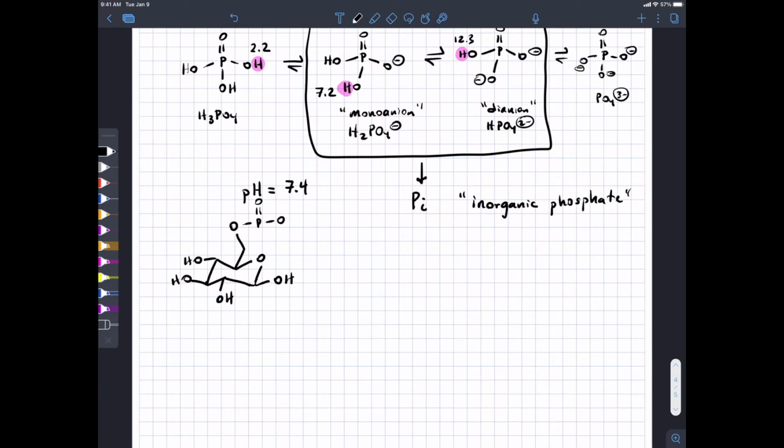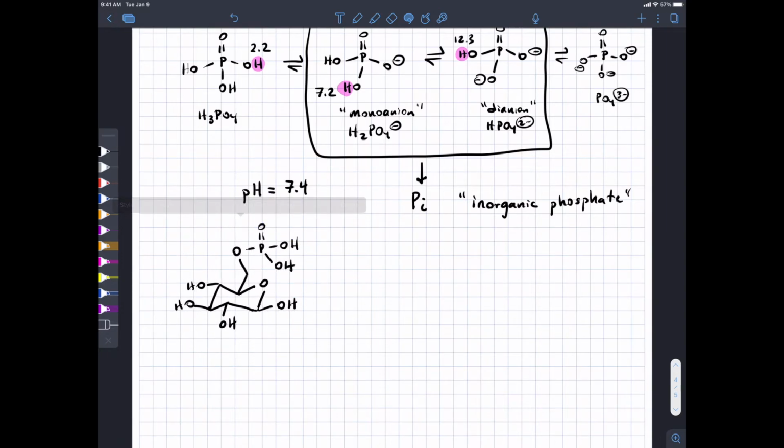Glucose 6-phosphate, we can draw in this form, but that's not its physiologically relevant form. This functional group is called a phosphoester because we've replaced one of the OH groups of phosphoric acid with an alcohol group, an OR group. So by analogy to carboxylic acids and esters, this is a phosphoester.